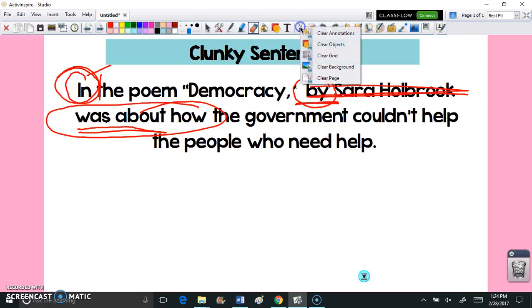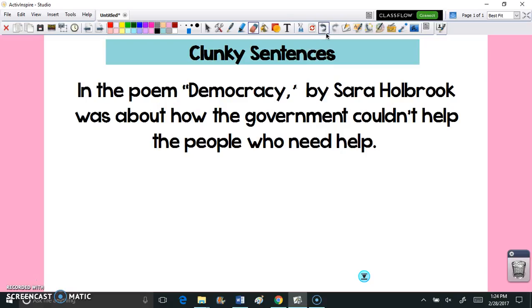Now, of course, this might not be the best solution. This is only one way to revise a sentence because by doing this, we've taken the author's name out. What if we want to have the author's name in there, though, because we want to mention who wrote this text? This is the introduction. We're introducing the author. So another way to revise it would be to take the in out and say "The poem Democracy by Sarah Holbrook," and was is not good, we want to use the present tense, "is about how the government couldn't help."